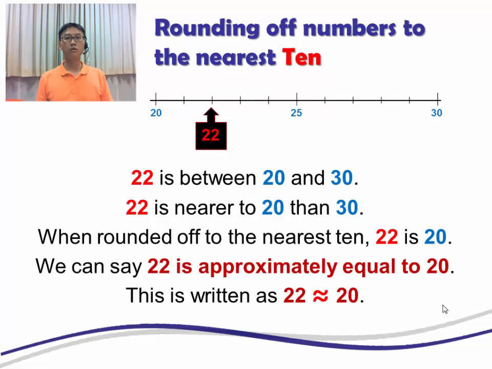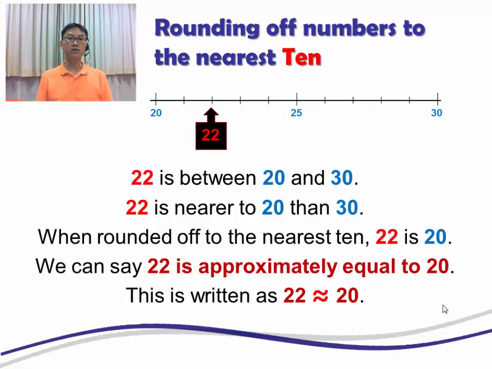So let's say I want to round off this number 22 to the nearest 10. You have learned that when you round off to the nearest 10, you are actually counting in terms of 10. So 10, 20, 30. So 22, if we draw a number line, 22 is in between 20 and 30. If you look at the number line, 22 is nearer to 20 as compared to 30. So when rounded off to the nearest 10, 22 becomes 20.